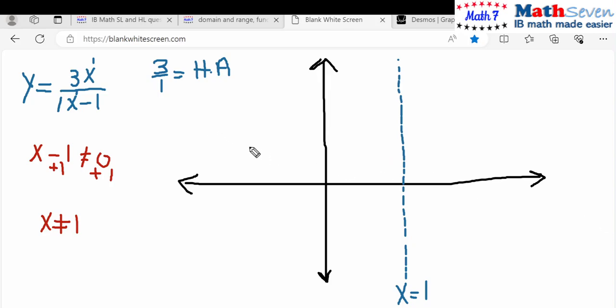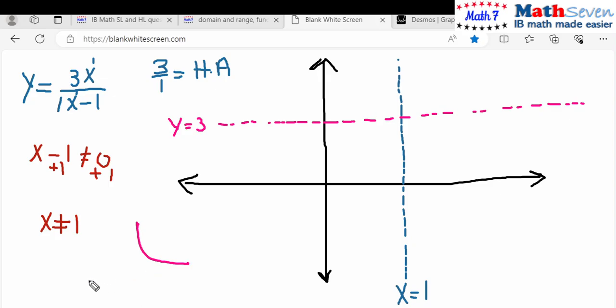Let me change the colors like this. So these are the two electrical lines that you cannot cross. So you have y equals 3. There you go. Now we gotta decide, because it's a rational function, it's gonna be either like this or like this. So how do I know which side to draw? You have to substitute. Take a value greater than 1. For example, take 10 and substitute it in your function.